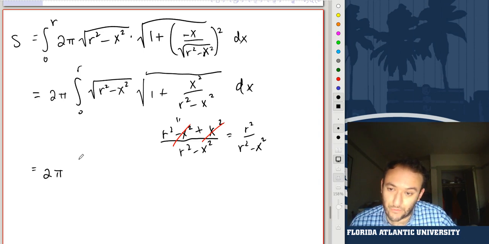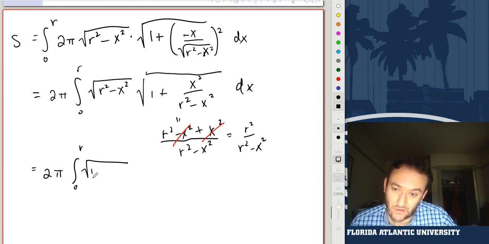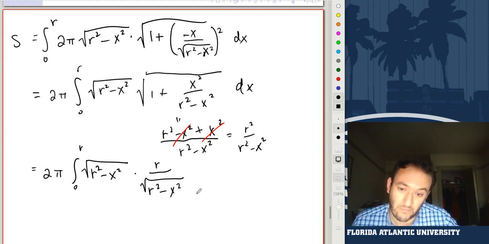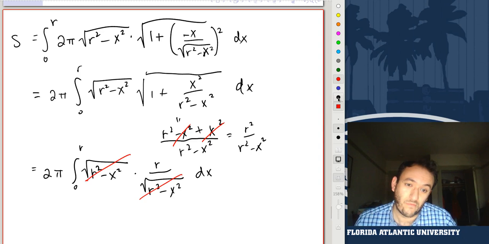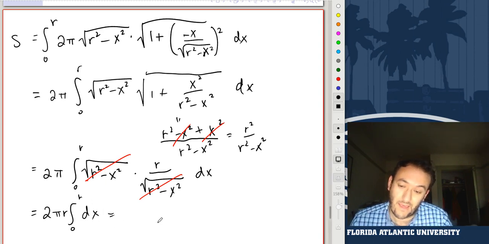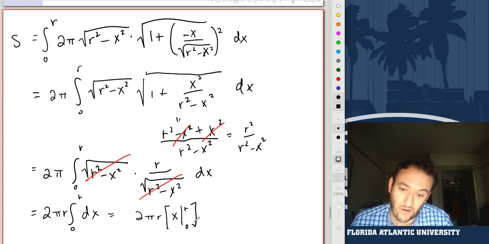And when we put that inside of the square root, we're left with root r squared minus x squared times the square root of r squared on top, which is r, over the square root of r squared minus x squared on the bottom, dx. Well, now we get cancellation of these two. So we can just compute 2 pi times the integral from 0 to r, and the r is itself a constant, so we can pull that out, dx, and this equals 2 pi r times x from 0 to r, which is 2 pi r squared.